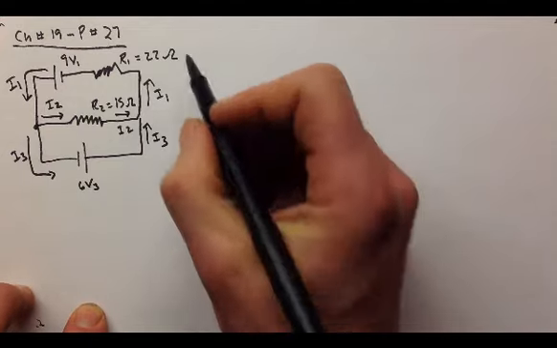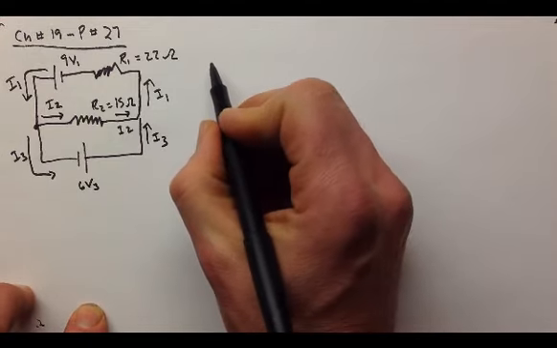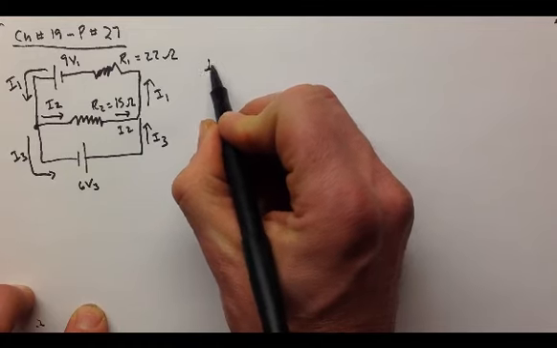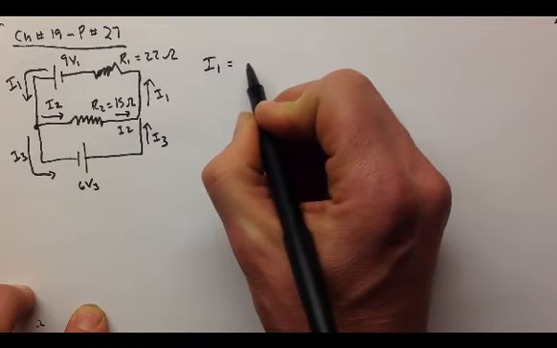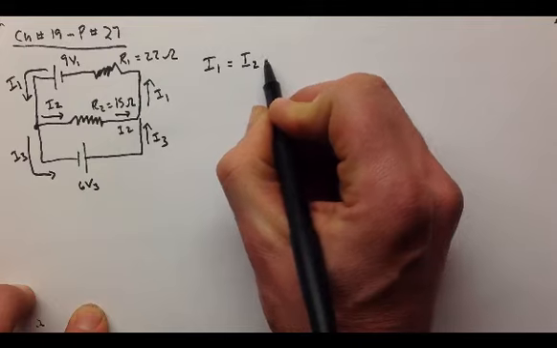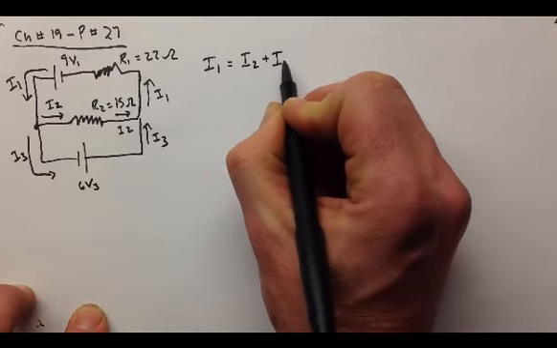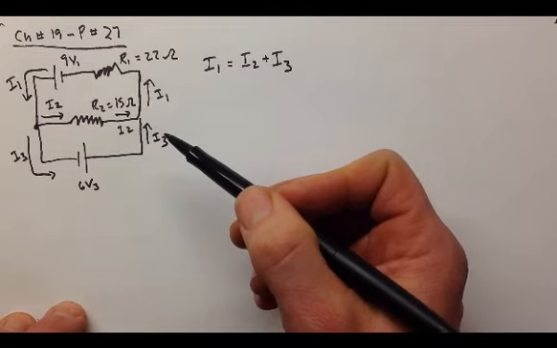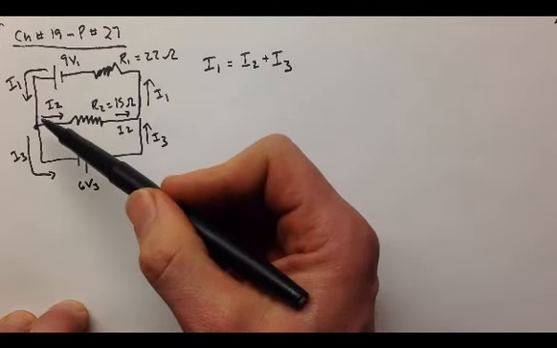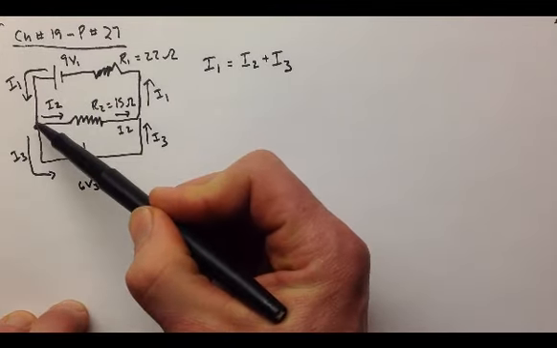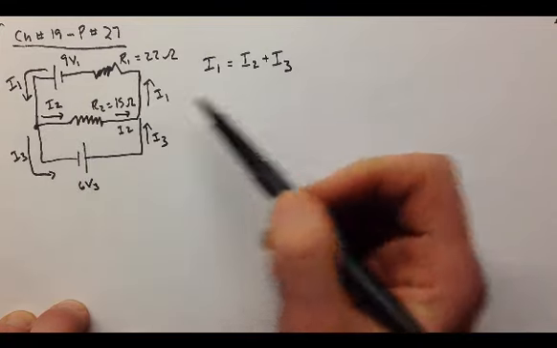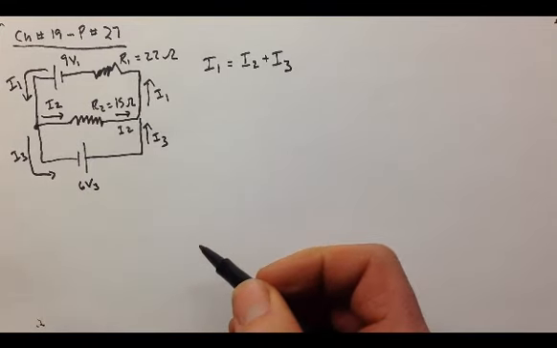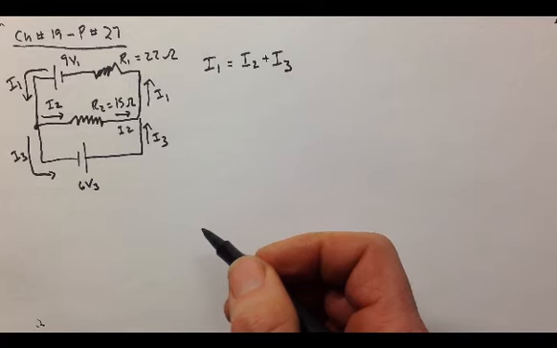Okay, let's use Kirchhoff's junction rule. We should know that the current flowing into any junction has to equal the current flowing out. Basically, electrons can't be created or destroyed randomly. So current flows into this junction, current flows out. I1 should be I2 plus I3, all right?